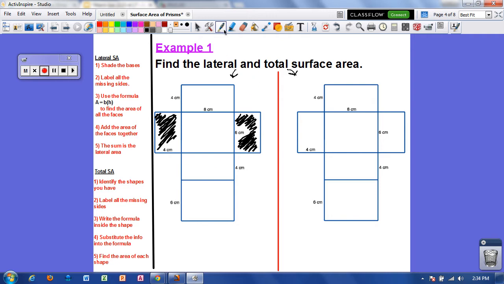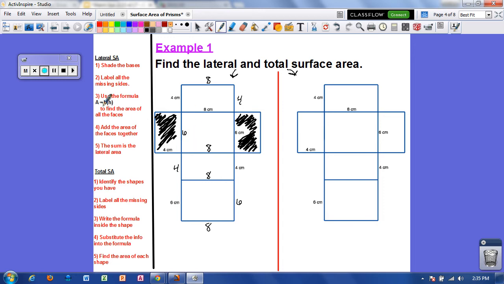Now, I'm going to label all of my missing sides. So, if this side measures 4, so does this side. If this side measures 8, so does this side. So does this, and this. All right, if this side measures 6, this must also measure 6. If this measures 4, this must measure 4. And if this measures 6, this side must measure 6.